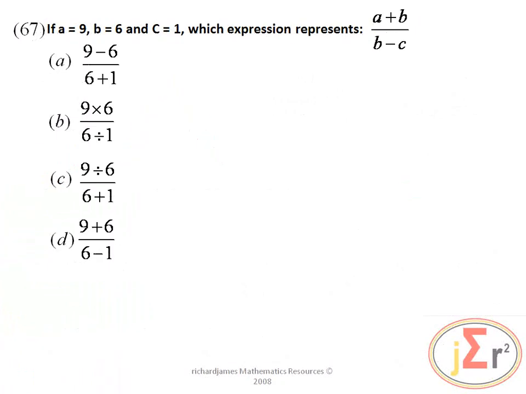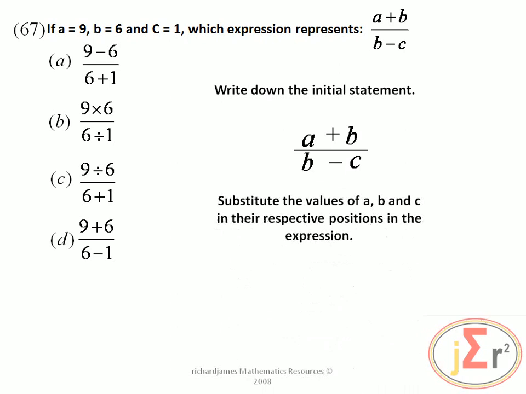If A is equal to 9, B is equal to 6, and C is equal to 1, which expression represents A plus B divided by all of B minus C? That's not very difficult. So let us write down the initial statement. There we have it. Substitute the values of A, B, and C in their respective positions.